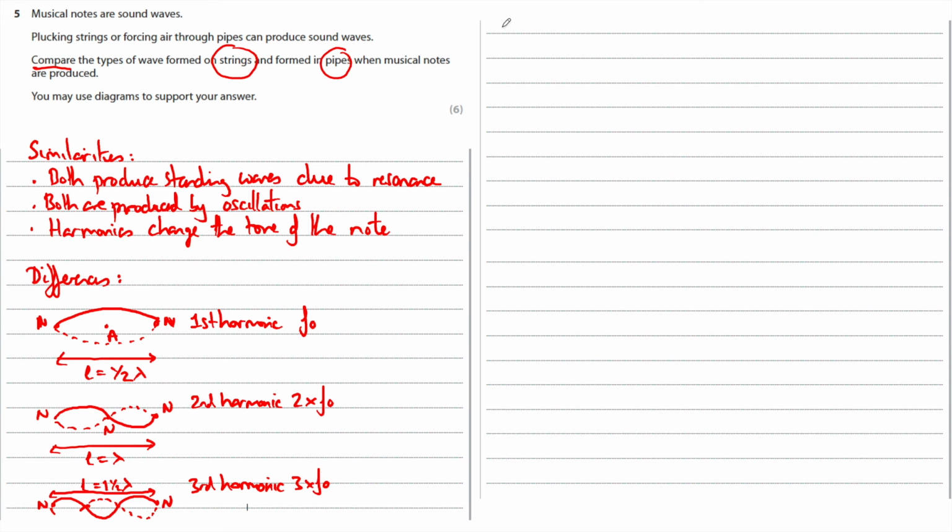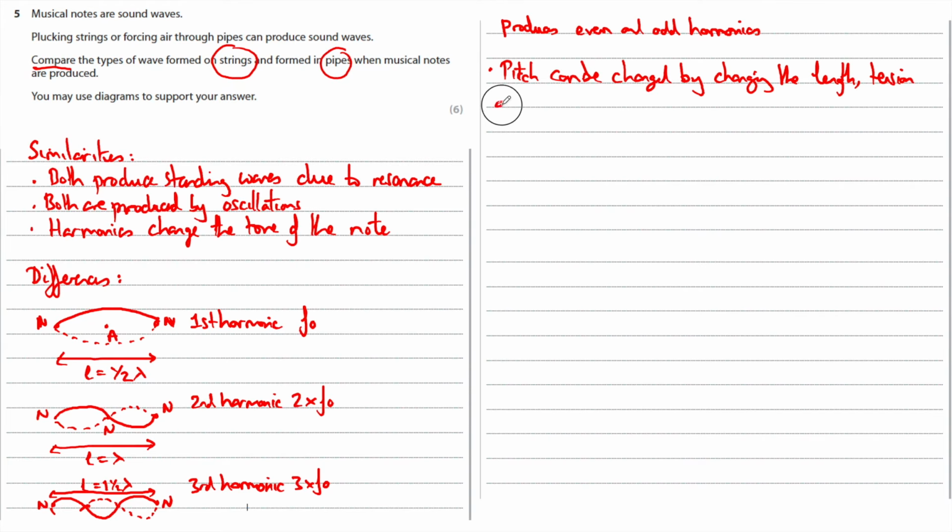So I can round this up by saying produces even and odd harmonics. The pitch can be changed by changing the length, tension and thickness. Most students would say, but that is changing the mass per unit length.